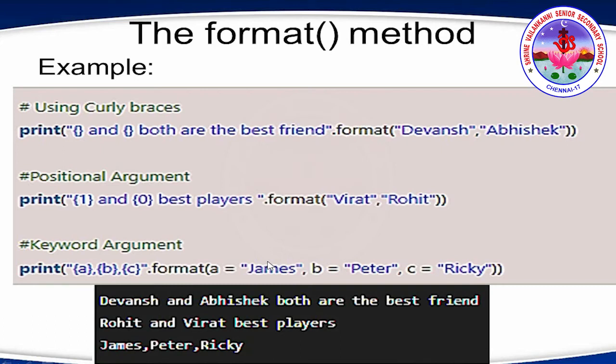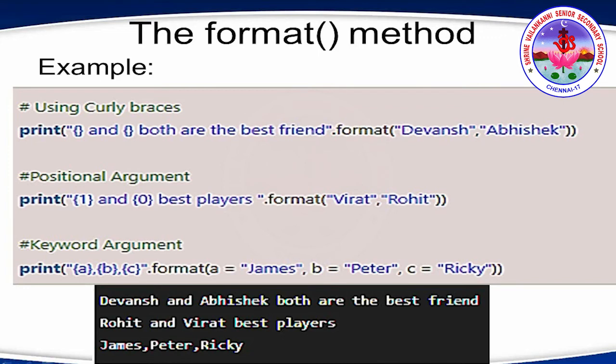Okay. Now, the format method. If you see the example, I guess you will understand it better. Let's see the example using curly braces. So print of curly braces and curly braces, both are the best friends. Here the curly braces will hold the values which are given within the format function. Dot format of Devansh comma Abhishek. So Devansh and Abhishek both are the best friends. Okay, that's how the output is printed.